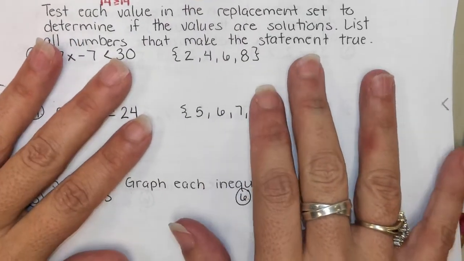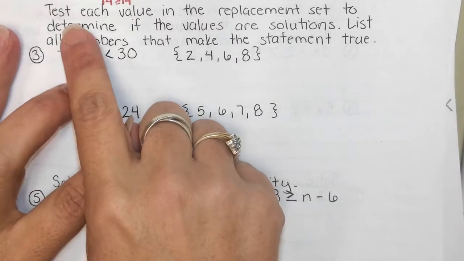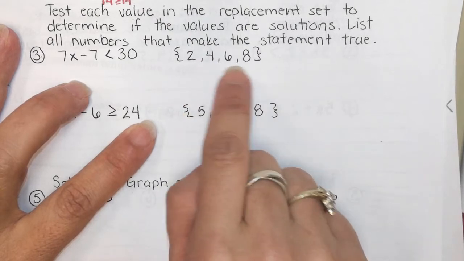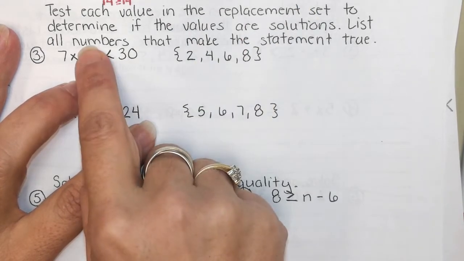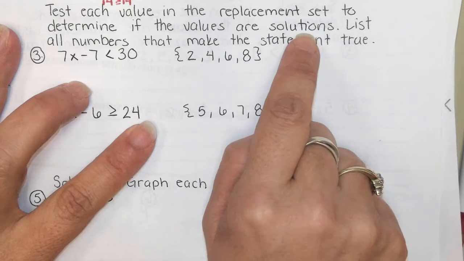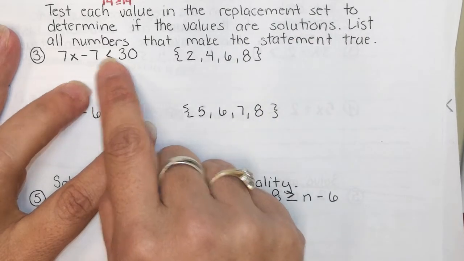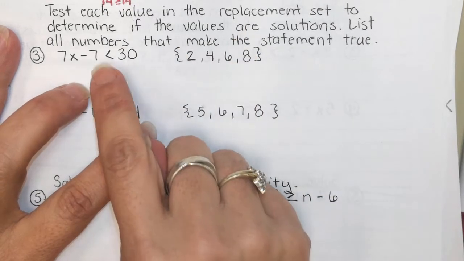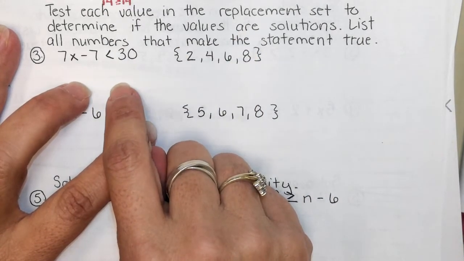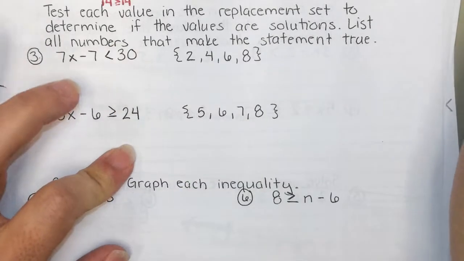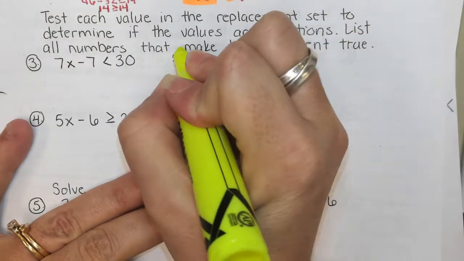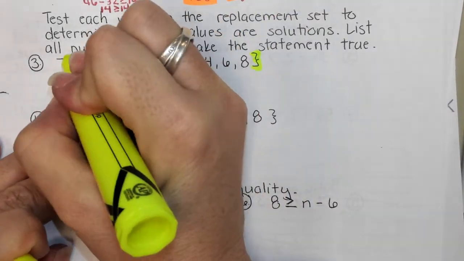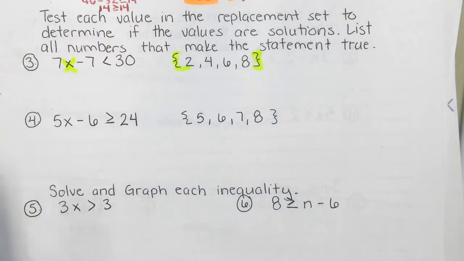Okay? Second thing. Now we're going to test each value, these values, in the replacement set. This is the replacement set, to determine if the values are solutions. List all numbers that make the statement true. Now, we're going to circle, okay? But you have to show your work to prove your answers. So basically these numbers right here are your replacement set for that x. And we got to try each one.